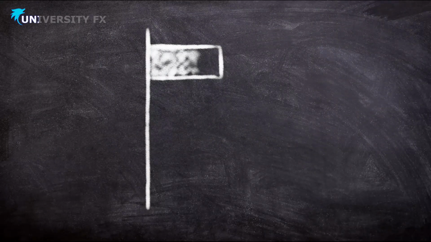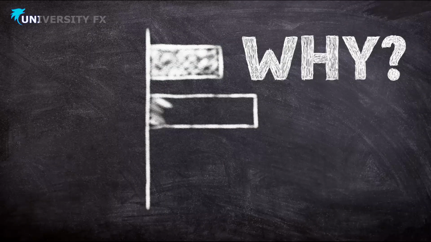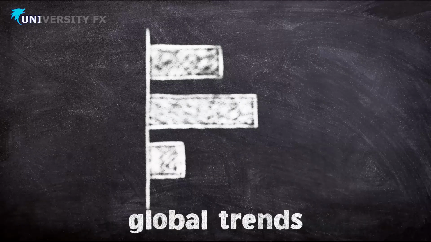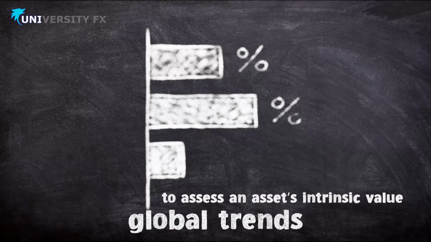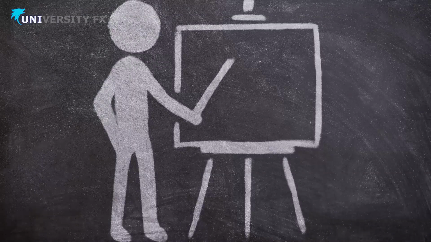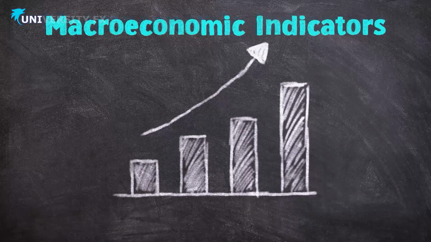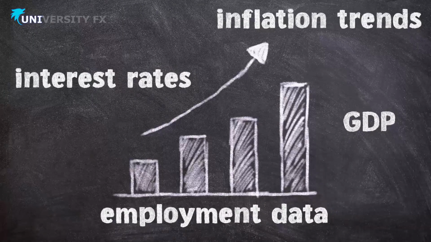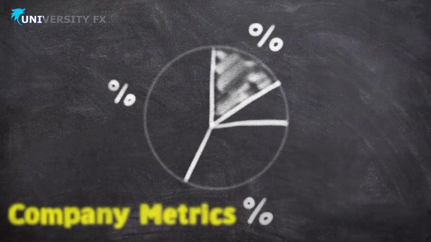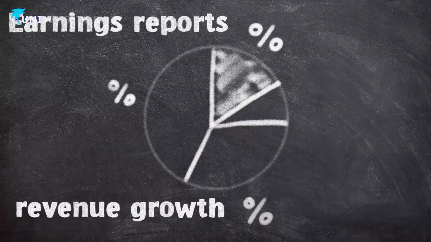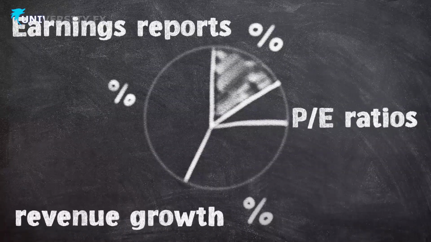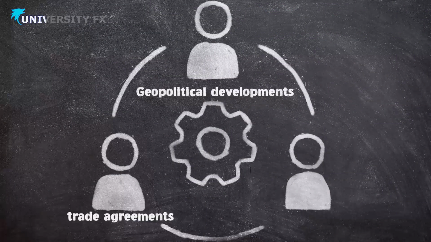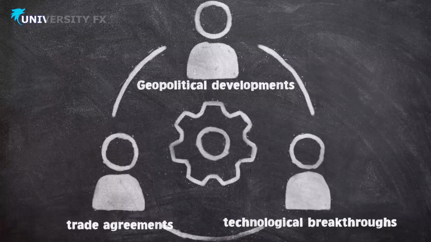Fundamental analysis delves into the why behind market movements. It examines macroeconomic factors, company performance, and global trends to assess an asset's intrinsic value. Some pillars of FA include macroeconomic indicators: GDP, interest rates, employment data, and inflation trends. Company metrics: earnings reports, PE ratios, and revenue growth for stock traders. Global events: geopolitical developments, trade agreements, and technological breakthroughs.